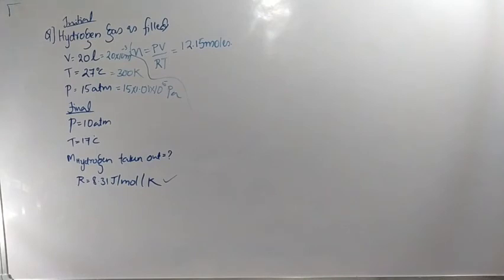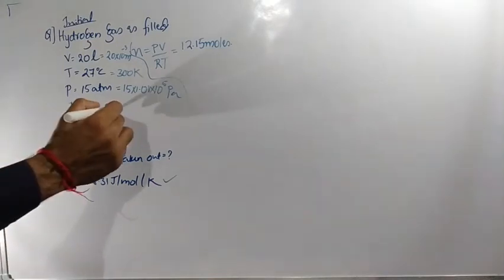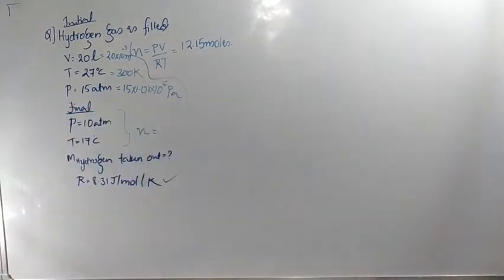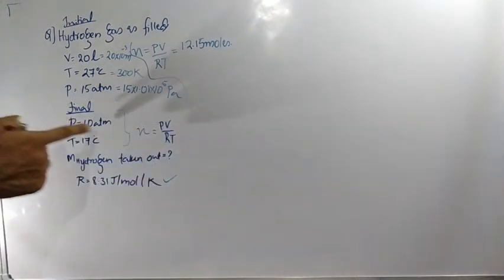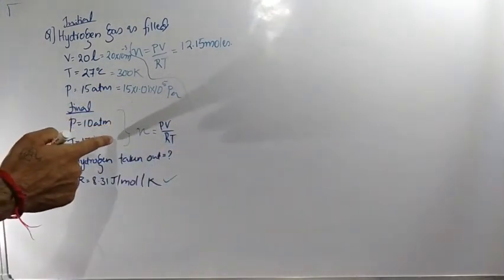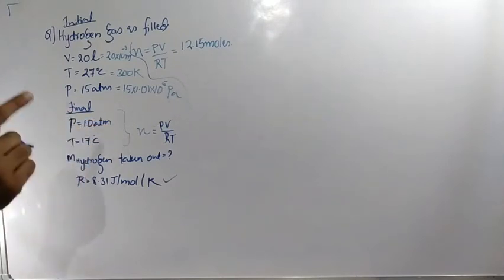Now, for this final situation, you calculate the number of moles now. Again, what is the formula? PV by RT. n is nothing but PV divided by RT here. Pressure value 10 into 1.01 into 10 to the power of 5. V value, anything they had given about V? Same only, 20 into 10 to the power of minus 3 meter cube.